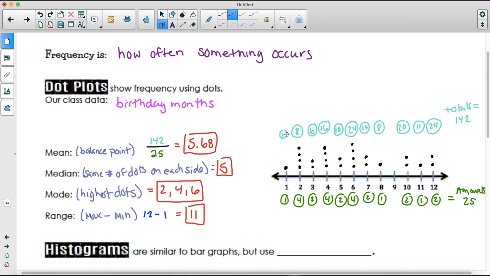So dot plots help us just as if they were graphs, so we can have all the data, but without having to write out 1, 2, 2, 2, 2, 3, 3, 4, 4, 4, 4. Dot plots just help us organize all of our data so we can see it visually instead of all of the numbers written out, because we would have 25 numbers written out total. So dot plots just help us see all of our data visually.